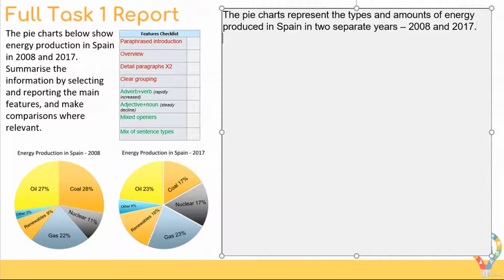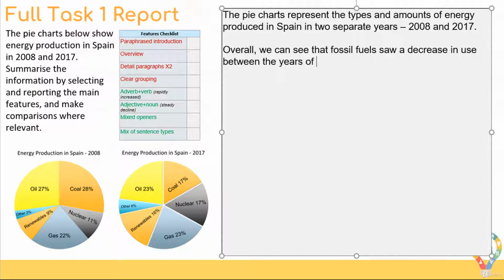I now need to move on to my overview paragraph. And you'll remember in the plan, I split this into fossil fuels and everything else. So as always, let's begin with overall. We can see that fossil fuels saw a decrease in use between the years of 2008 and 2017.